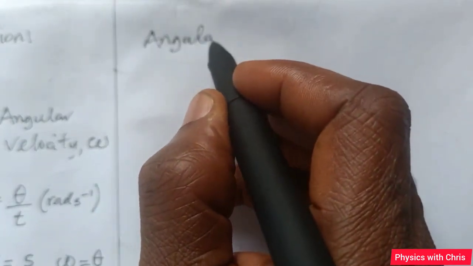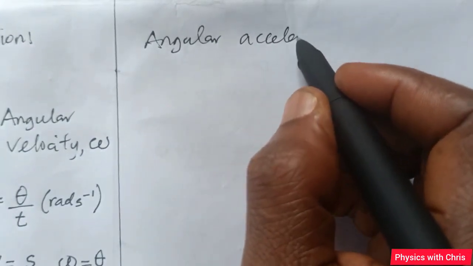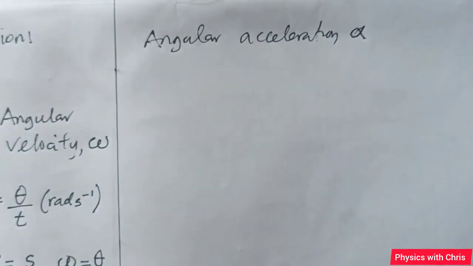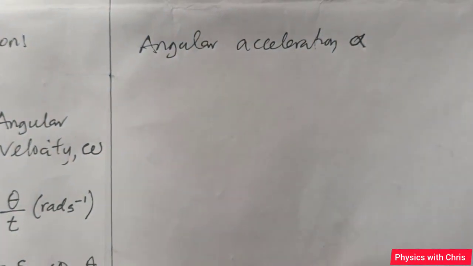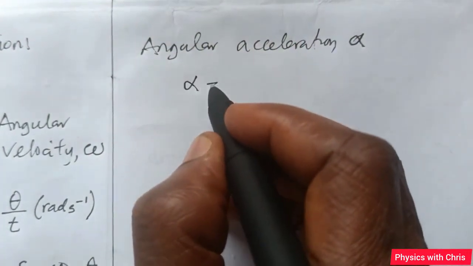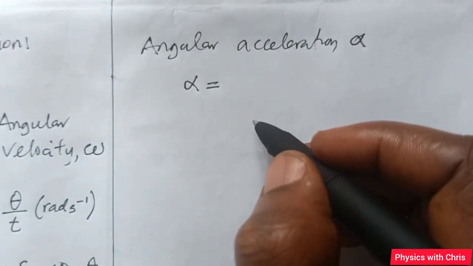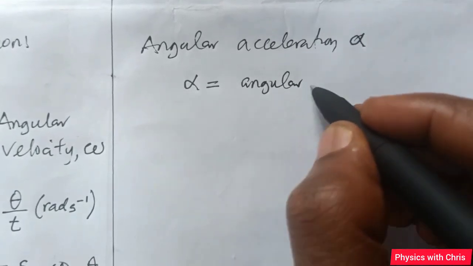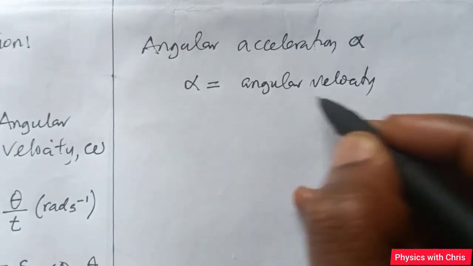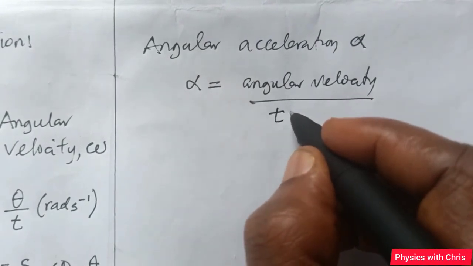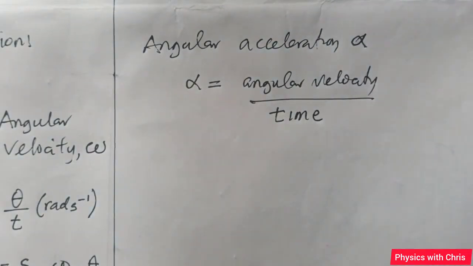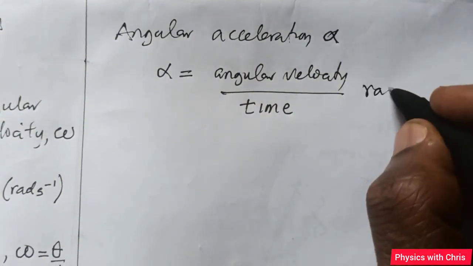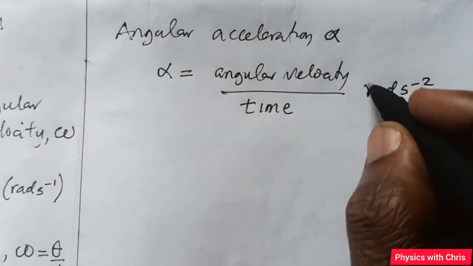Angular acceleration. Now the symbol is alpha. Angular acceleration is defined as the angular velocity turned through per unit time. So we can call that angular velocity divided by time. That gives me the angular acceleration. And this will be measured in radian per second squared.